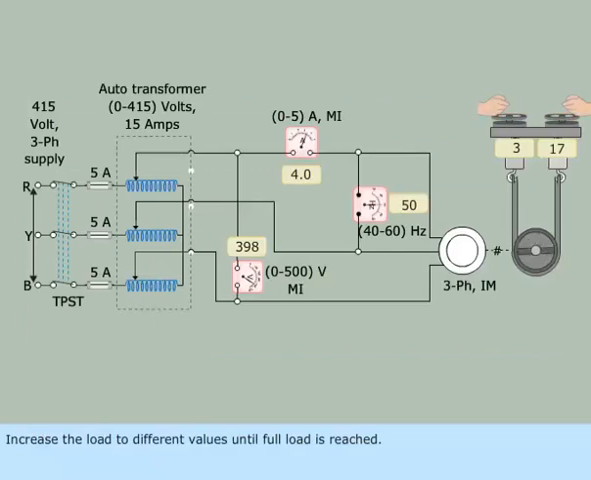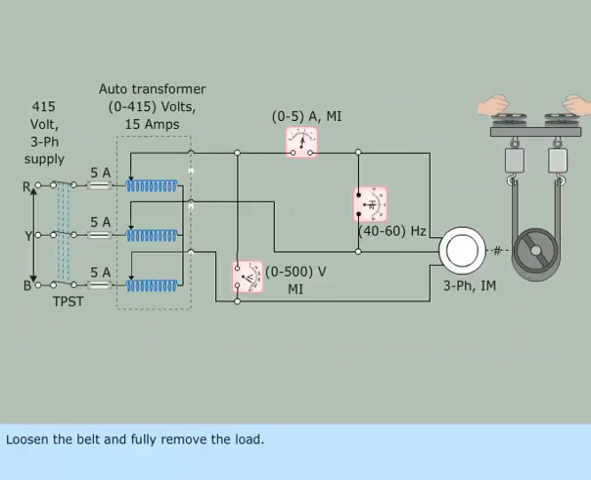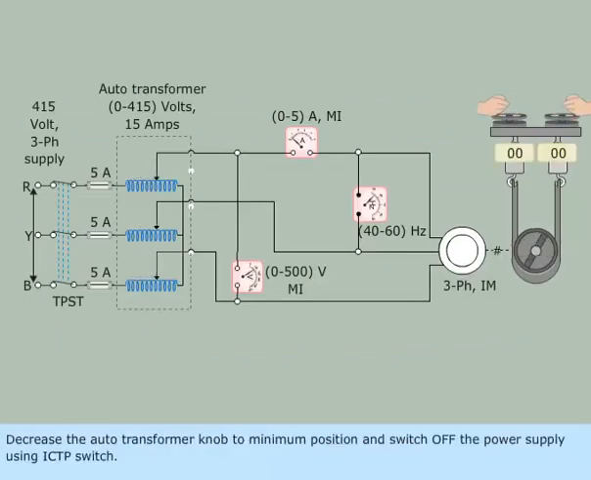Increase the load to different values until full load is reached. Tabulate the above values in Table 2. Loosen the belt and fully remove the load. Decrease the auto transformer knob to minimum position and switch off the power supply using ICTP switch.